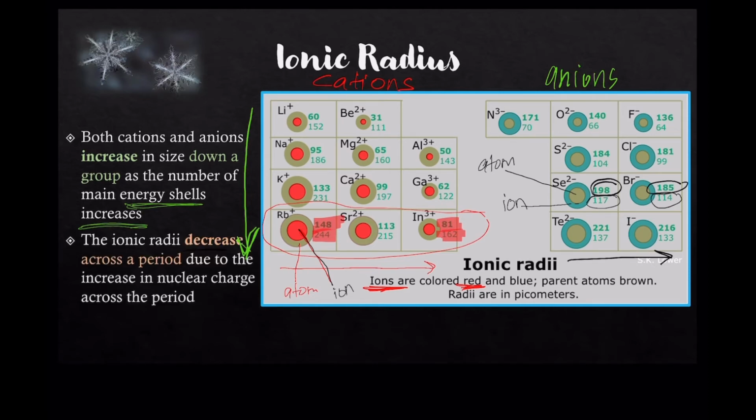So to sum up, the ionic radius decreases when we go across a period due to the increase in the nuclear charge across the period. I prefer to remember increasing trends though. So you could say the ionic radius increases when you go down a group and when you go to the left.